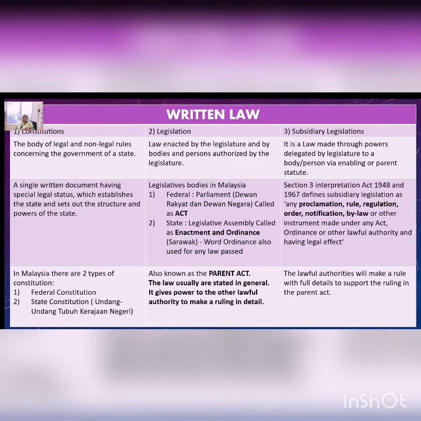Okay, legislation, when it is made by the federal, the parliament, that legislation is called an act. Whereas if it is made by the state, you have to remember the word. If it is made by the federal, it is known as an act, acta. But if it is made by the state, it is called enactment or ordinance. So that is legislation. However, for subsidiary, any ruling, okay, it can be proclamation, rule, regulation, order, notification, it is all called subsidiary legislation. So the act and enactment is called a parent act, and the ruling, the proclamation, the regulation is called subsidiary.